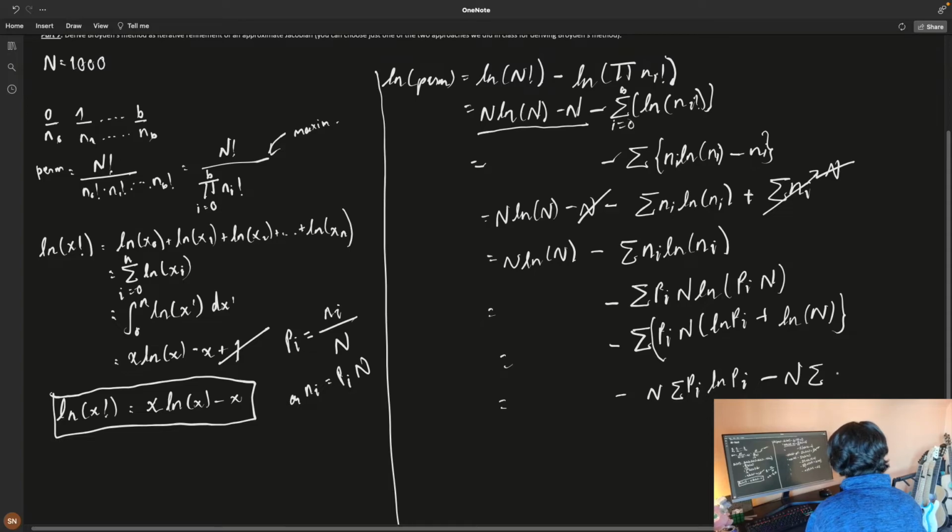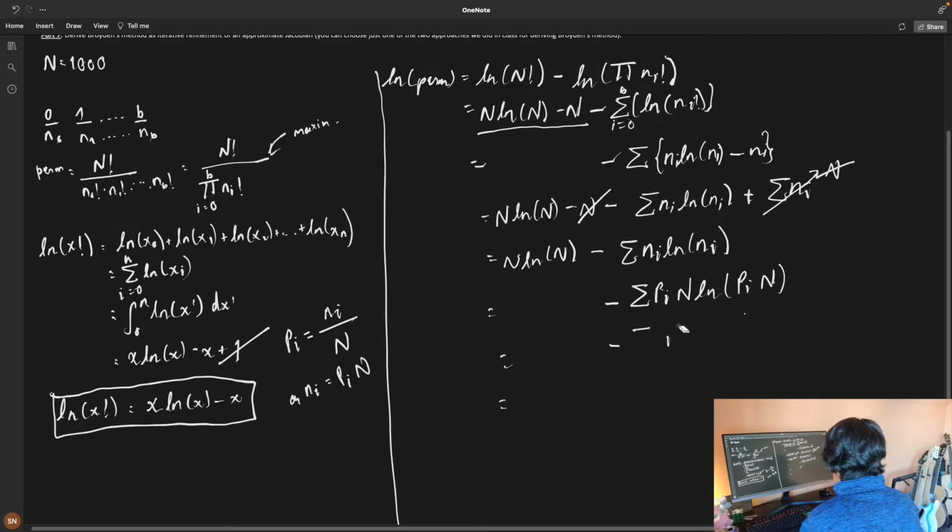where'd it go? Looks like I made some mistake here. Let's backtrack a little bit. Let's get rid of all of this. So right here we substituted ni with pi n, the probability times the total sample space.